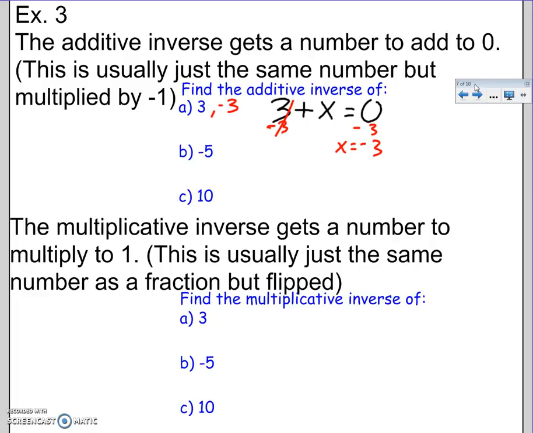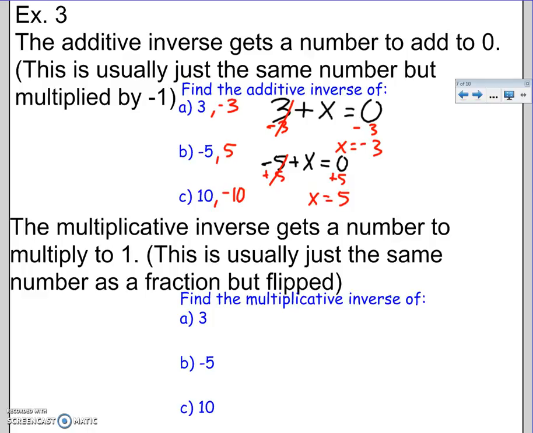Same thing for this next one. If I have -5 plus something equals 0, if you add 5 to both sides, you get x equals 5. So those are inverses. Just notice the sign flipped from +3 to -3, -5 to +5. This next one, C, it goes from 10 to -10, because 10 plus -10 equals 0.